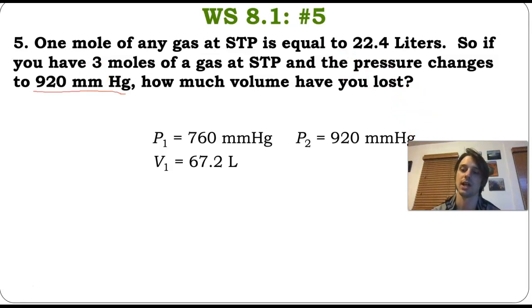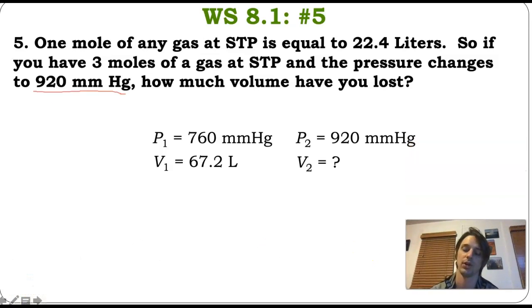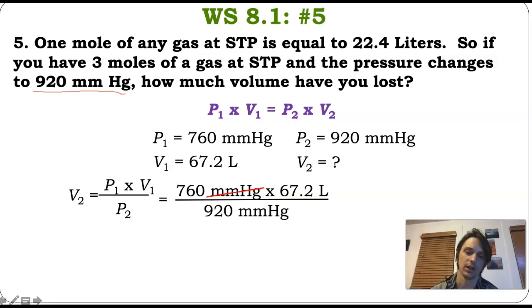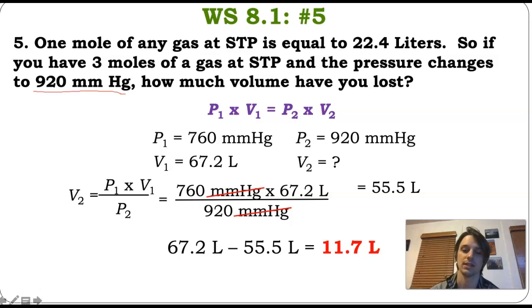My P2 is 920. And I'm looking for my new volume. I'm rearranging, solving, and it looks like I get an answer of 55.5 liters, after my units cancel. Okay, so hopefully this makes sense. Oh, I forgot one thing. I'm sorry, I didn't read the question completely.